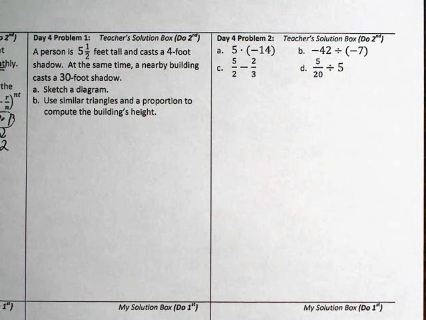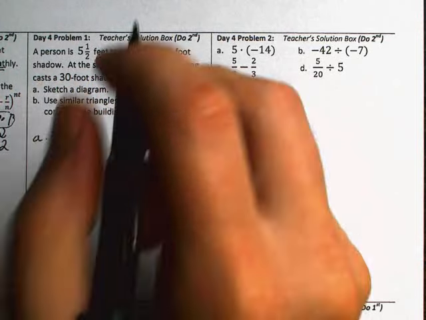Okay, here is the solution to day 4, problem 1. A person is 5.5 feet tall and casts a 4-foot shadow. At the same time, a nearby building has a 30-foot shadow. Question A, sketch a diagram.